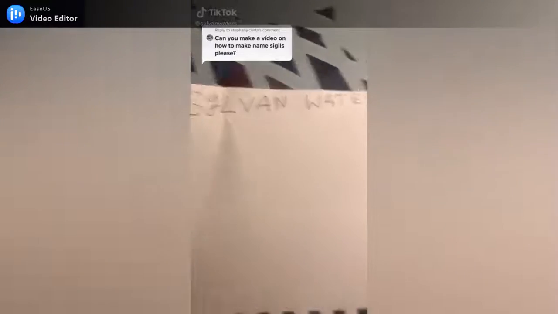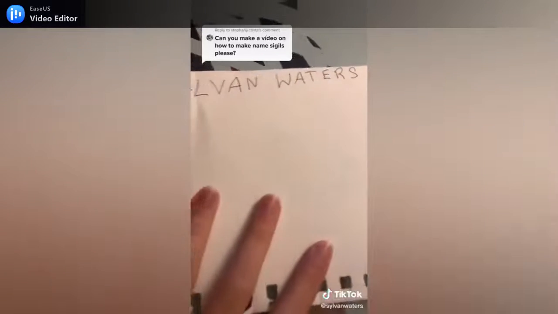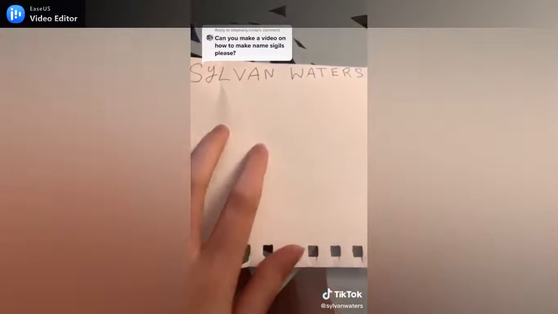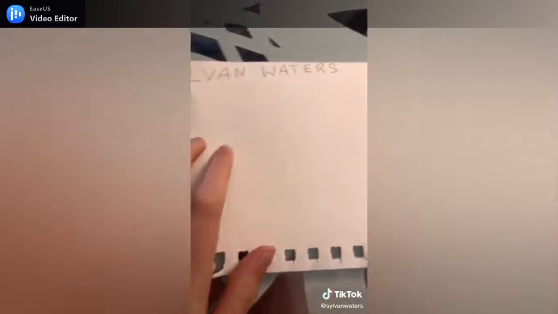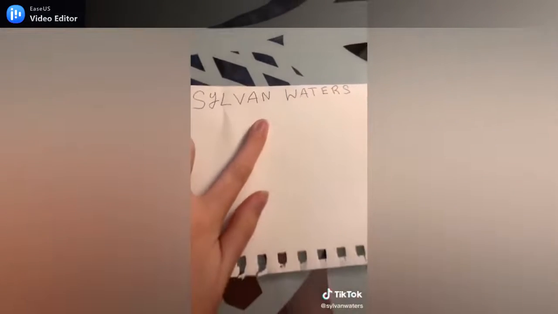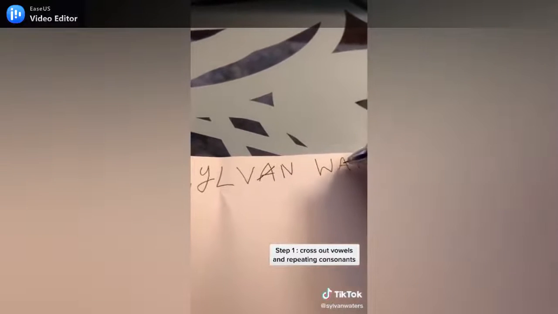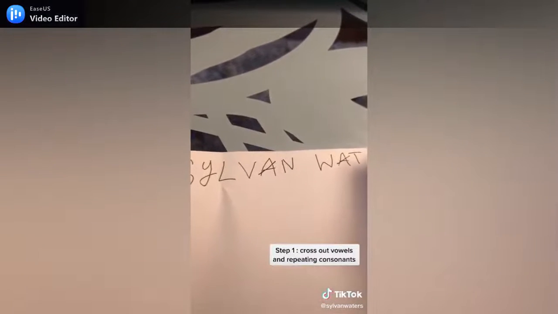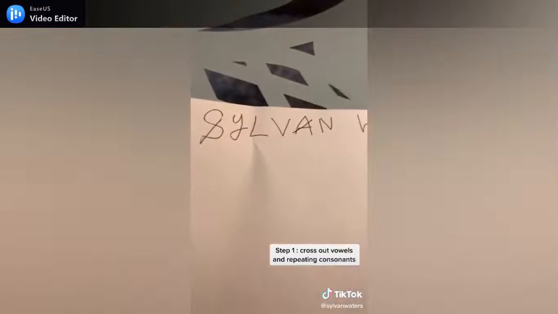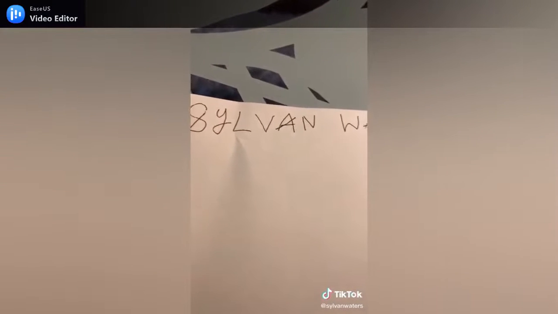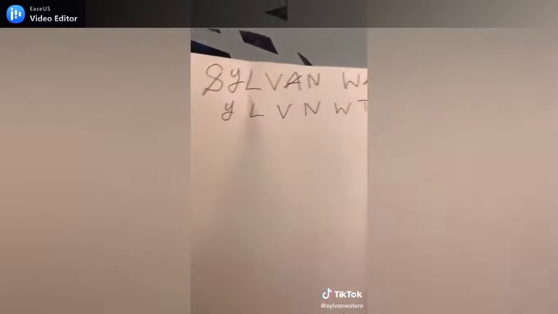There's a million different ways you can make sigils, but I'm just going to show you the way that I usually do it. I use a more traditional method, so I'm just going to use my username as an example. The first thing you do is cross out all the vowels and all the repeating consonants. Then you have these remaining letters.